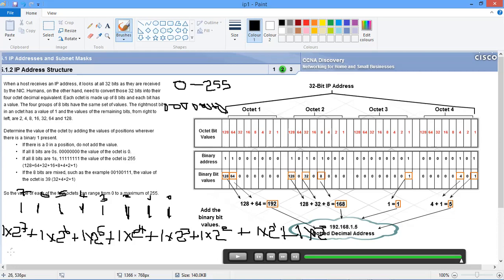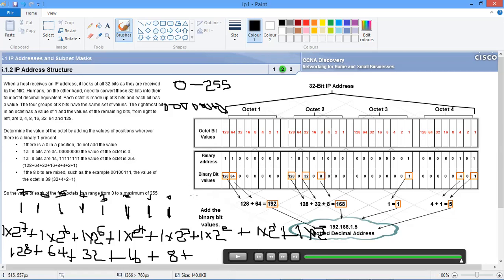2 raised to power 7 is what? 128, plus 2 raised to power 6 is 64, plus 2 to the power 5 is 32, plus 2 to the power 4 is 16, plus 2 to the power 3 is 8, plus 2 to the power 2 is 4, plus 2 to the power 1 is 2, plus 2 to the power 0 is 1. If you add everything together, you now have 255. That is when an octet is full. I just converted this to decimal, and I have 255.